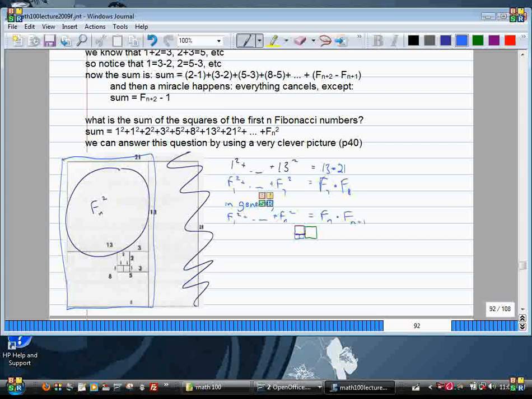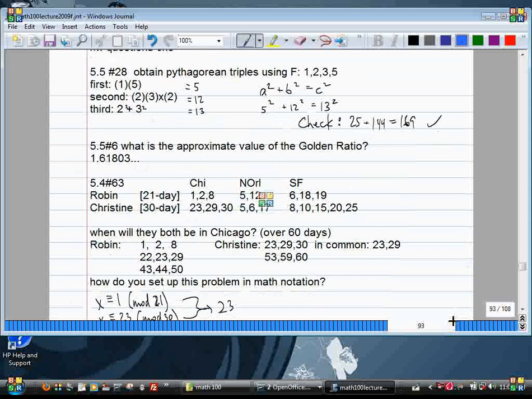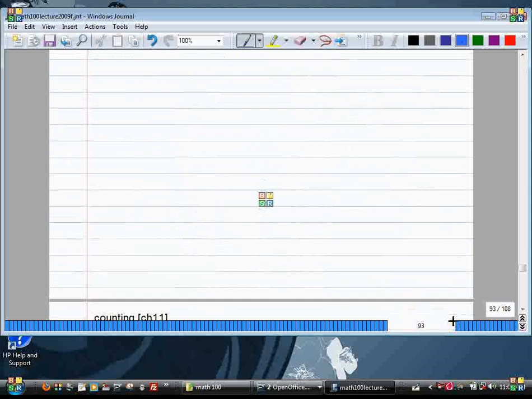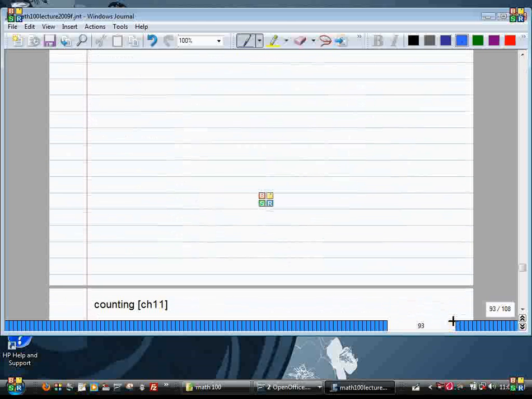So that is a finish to the fun that is Fibonacci. Next. Okay. New topic. Counting.